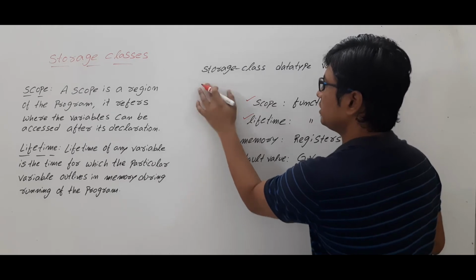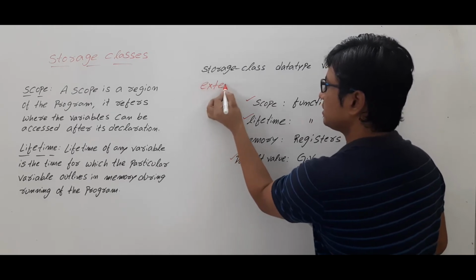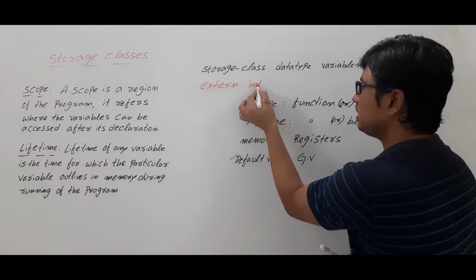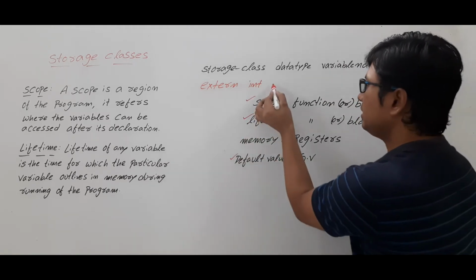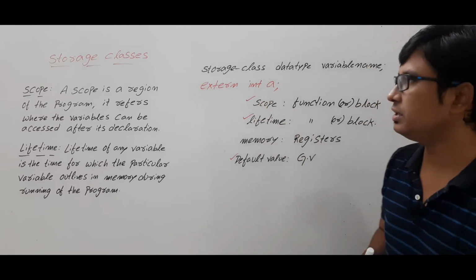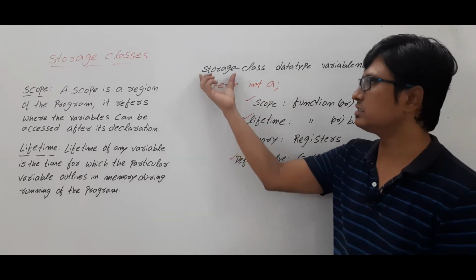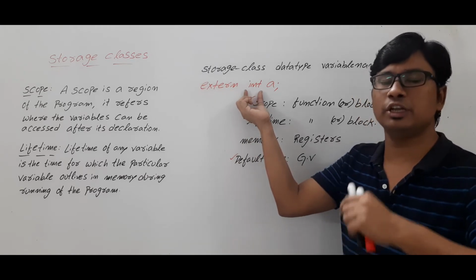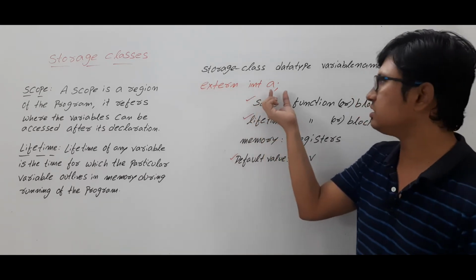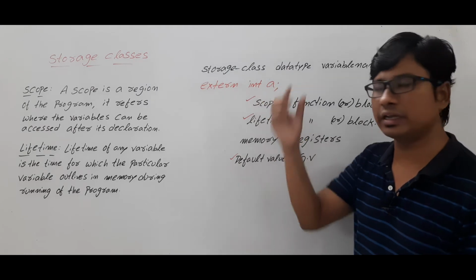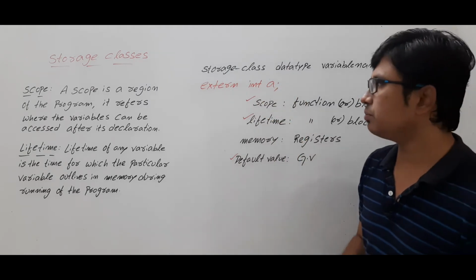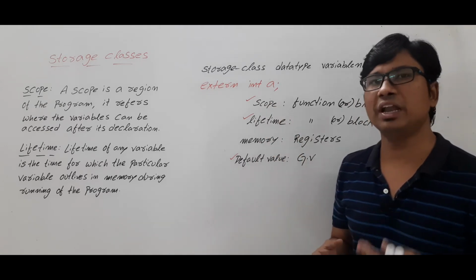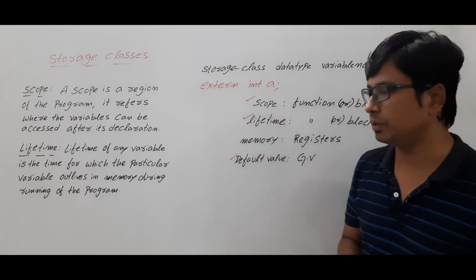Okay, it should be a small e: extern, then the data type. Suppose I want to store an integer constant, I have to write extern int a, where the variable name is a. So extern tells that this is an external variable, the data type specifies that this variable will store integer constants, and then the name of the variable. Now let me discuss a few important things about the external variable. Then I will talk about its scope, lifetime, default value, and memory.